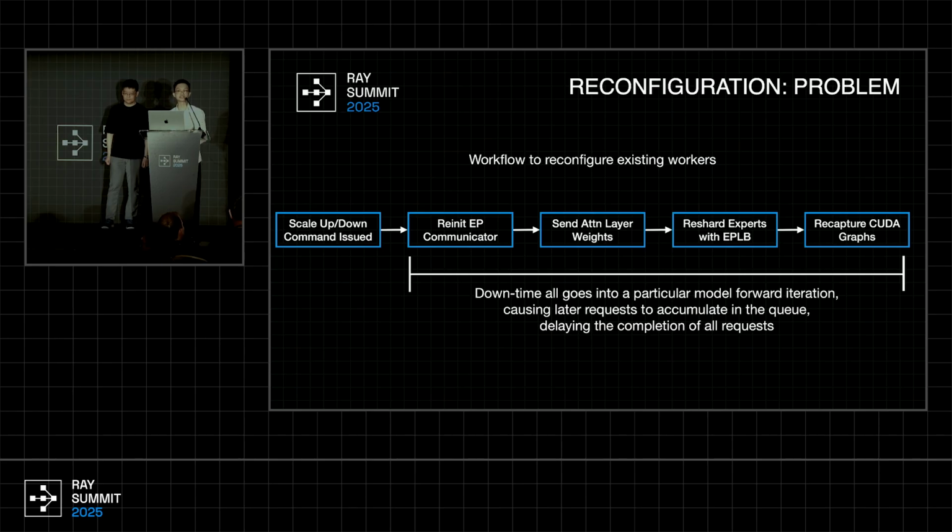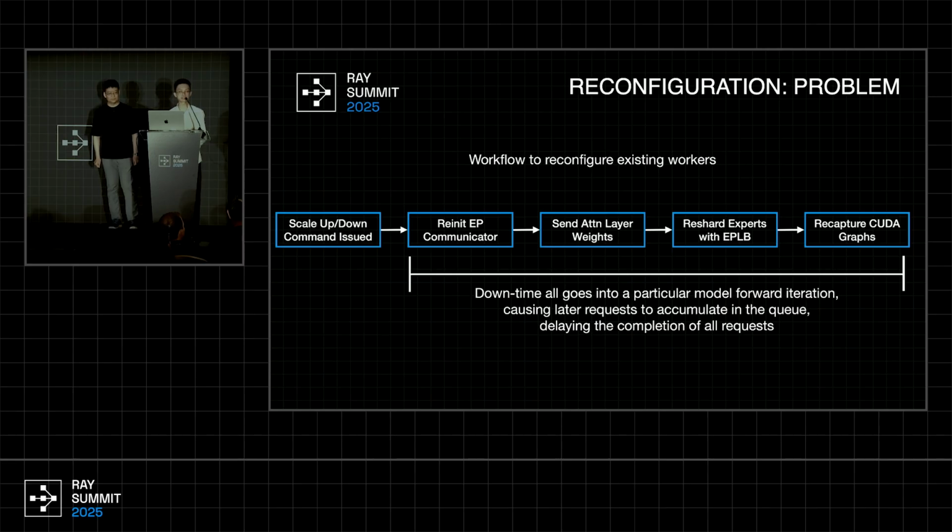Let's first look at the existing workflow and what the current problem is. In our current workflow, after a scale-up or scale-down command is issued, we will initialize the EP communicator and send the weights of the attention layers to the new workers in the case of scaling up. And we will reshuffle the experts with EPLB. And after all this is done, we will recapture the CUDA graphs before we can continue to serve requests.